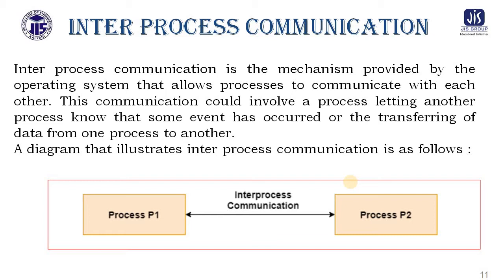So just go to the next point. This communication could involve a process letting another process know that some event has occurred, or the transferring of data from one process to another. In the diagram below, you can see there is some relationship or dependency, or some transmission of data, between process 1 and process 2. This kind of interaction is called inter-process communication.